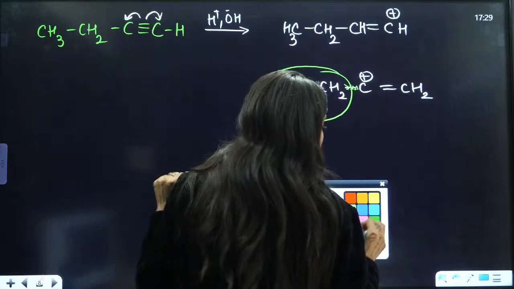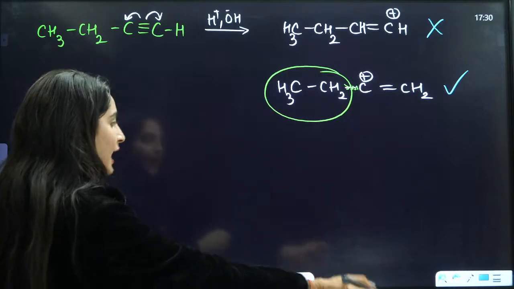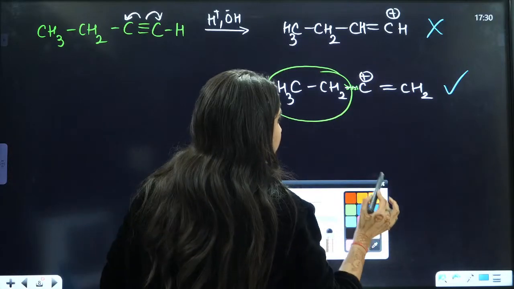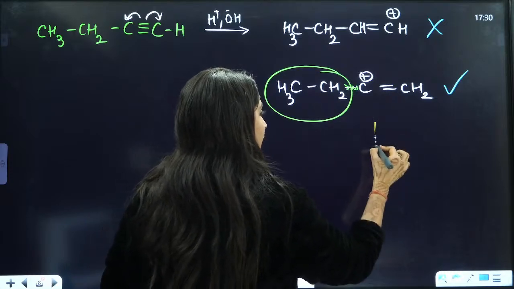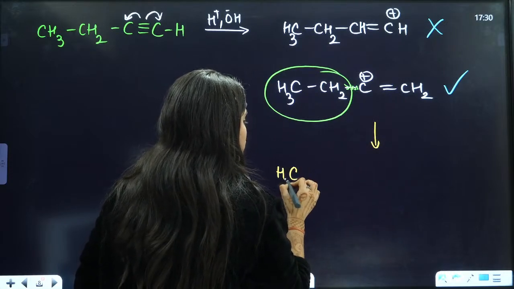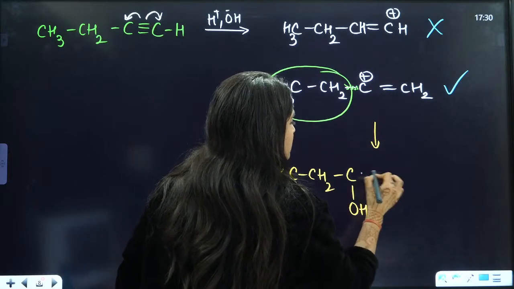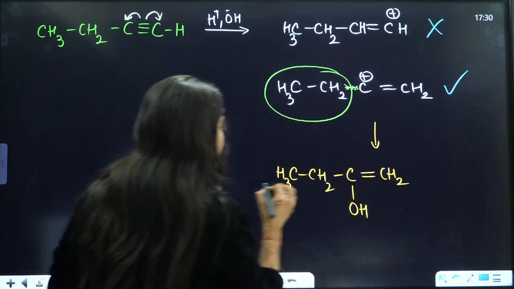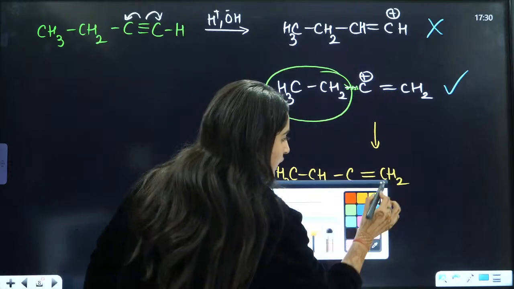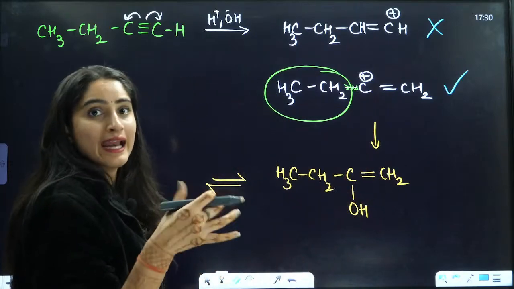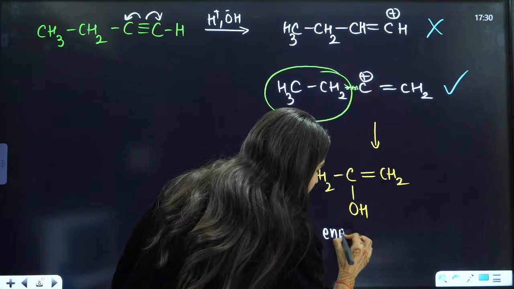That is the reason we are going to skip this one and choose this one. After that, OH will be attached here, and then the answer will be CH3, CH2, C(OH), double bond CH2. Now, what is this? This is the enol form. Here you have ene, that is alkene, and this is ol, that is alcohol. So this is your enol form.